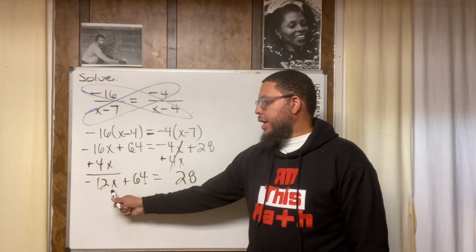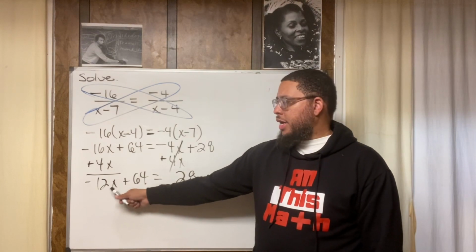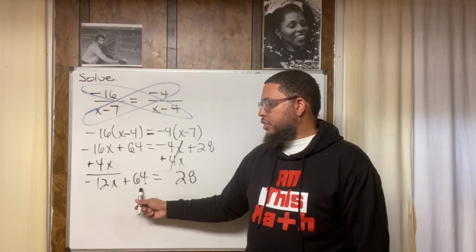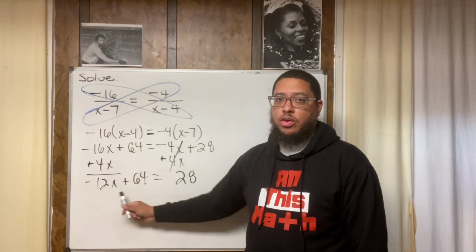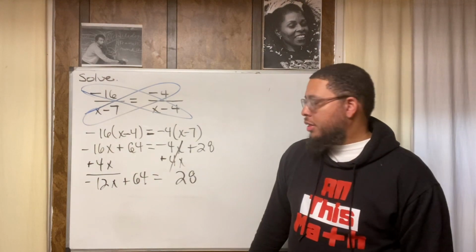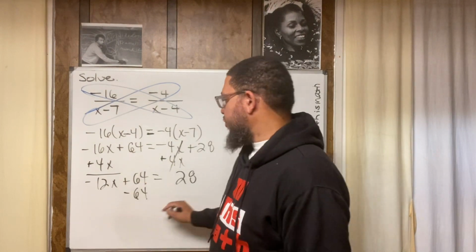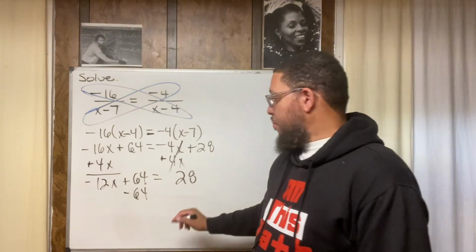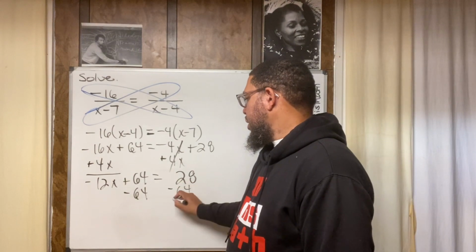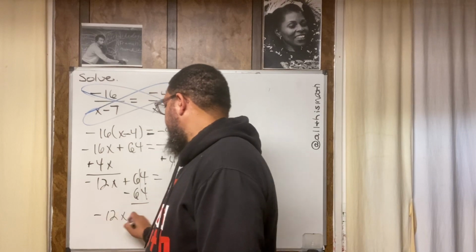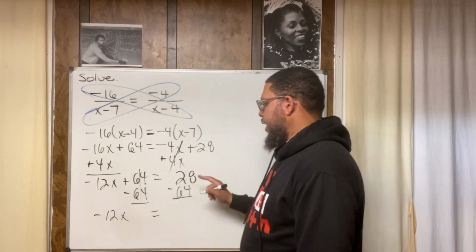Now, my goal is to get x by itself. I want x by itself, so I have to get rid of 64 and negative 12. I got to get rid of both of them. So I'm going to get rid of 64. I'm going to do minus 64 because that's the opposite of adding 64. But I got to stay balanced, so I do it on both sides of the equation. They cancel out. Negative 12x is equal to 28 minus 64.